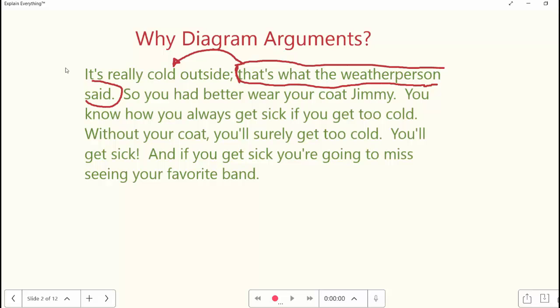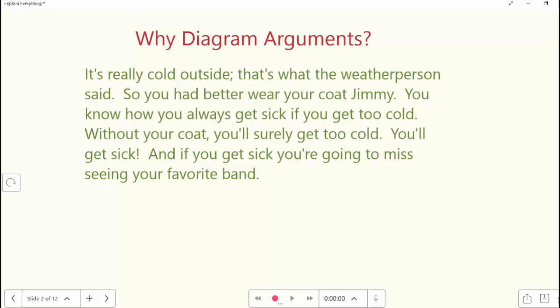And so that tells us that this is supposed to be acting as if this was just an argument itself, right? If we just thought of these two sentences themselves as being one argument, this would be the premise, and this would be the conclusion, which tells us that this is an inference from what the weather person told us. All right, so let's set that aside for the moment and look at the next sentence. It says, "So you had better wear your coat, Jimmy."